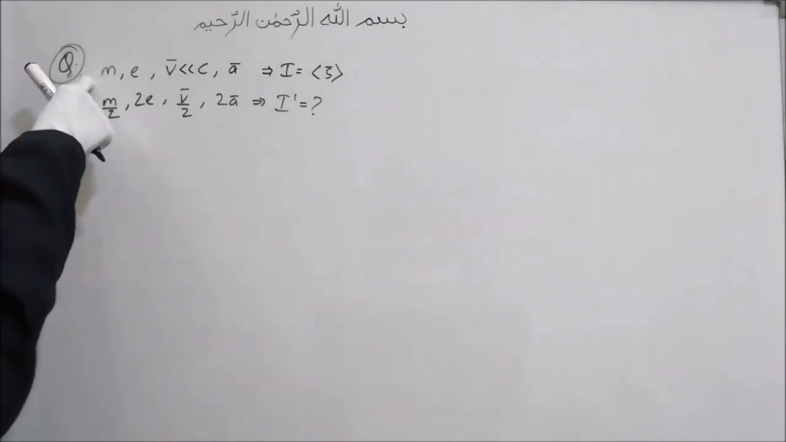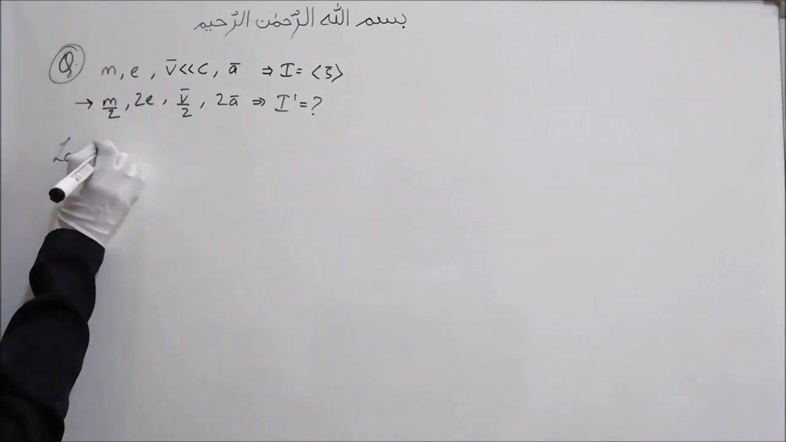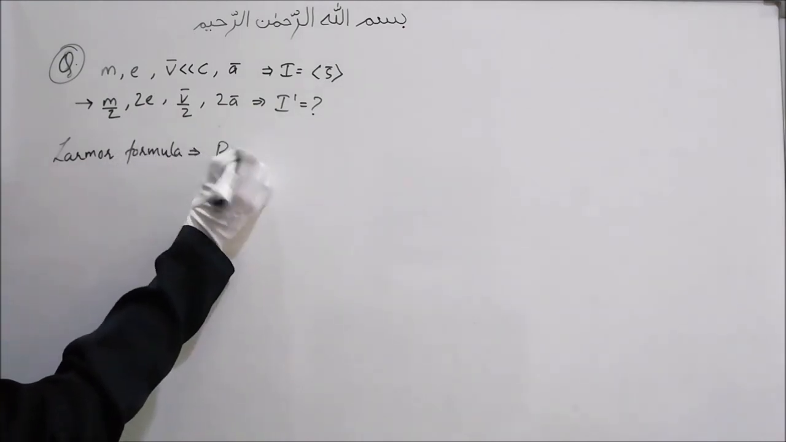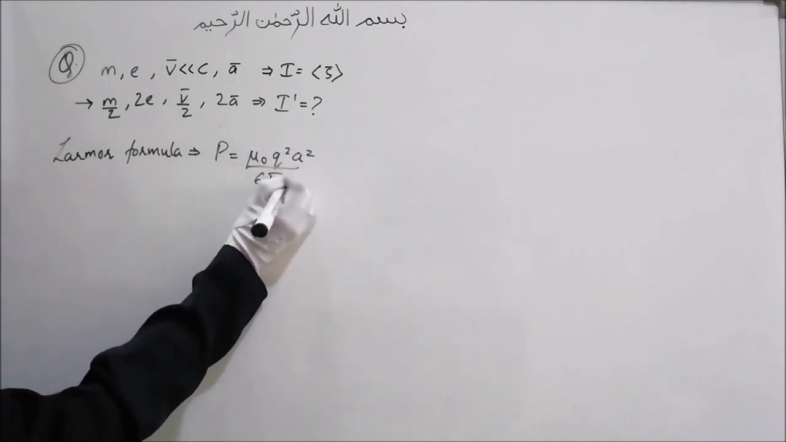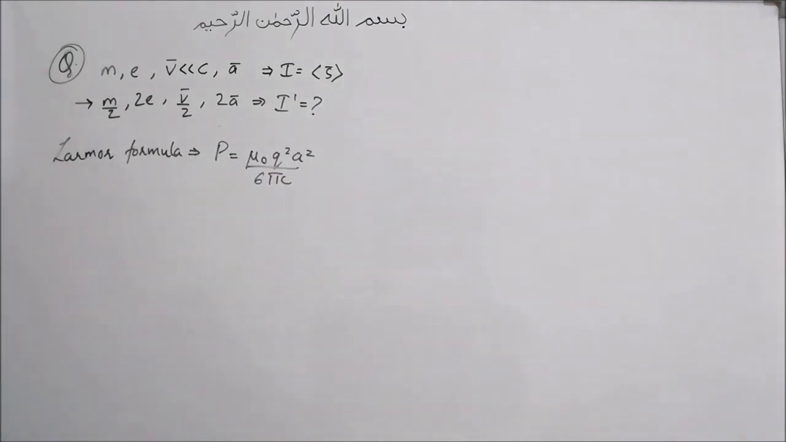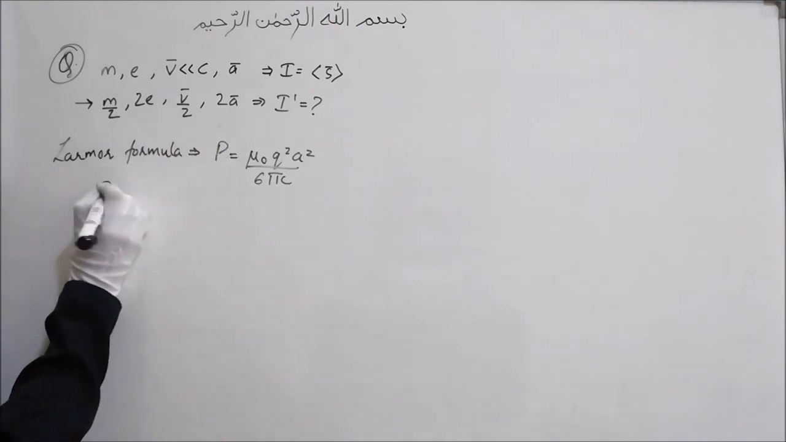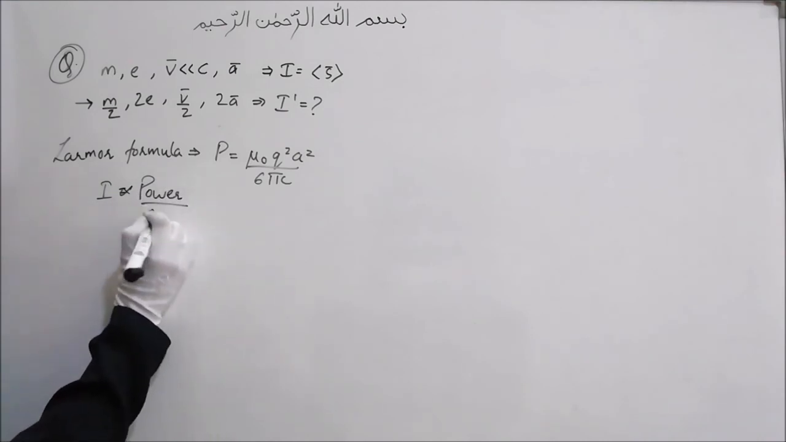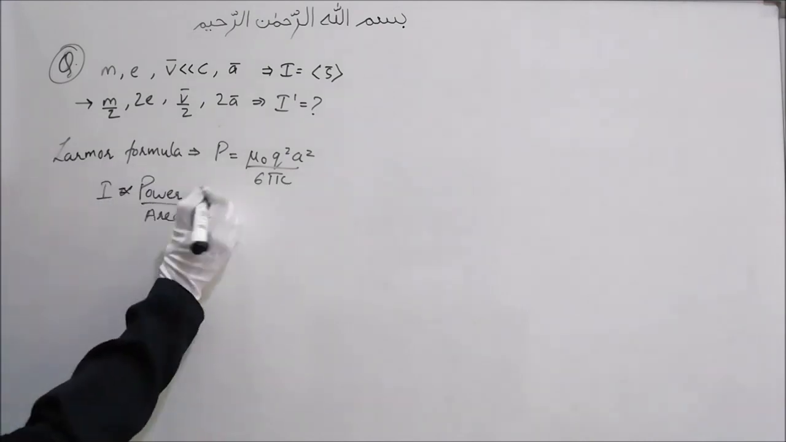Since it is a particle in the non-relativistic case, we can look at the Larmor formula. And what did that formula say? Larmor formula was P is equal to mu naught q squared a squared divided by 6 pi c. This is for a charge which is moving with non-relativistic speed. Now mu naught is a constant, and what is the relation of intensity with power? Intensity is proportional to power divided by area.